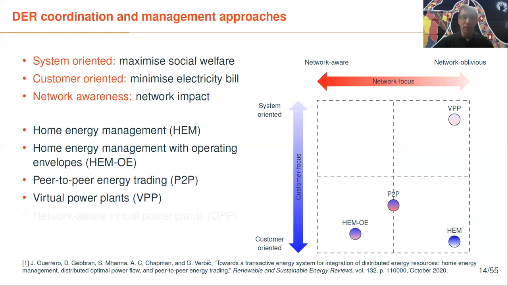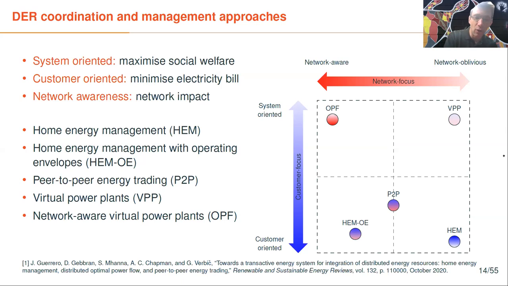So I put a VPP, which I can call a network oblivious VPP, which is state of the art currently in Australia and also globally. I put them in the top right corner because they are completely system oriented. They implicitly care about the customer, of course, but customers are not explicitly taken into account in the objective, as we will see later. And finally, we have network aware virtual power plants, and they are based on the solution of the optimal power flow problem. So they are fully network aware, but the extent to which they take into account customers in the objective can vary as well.